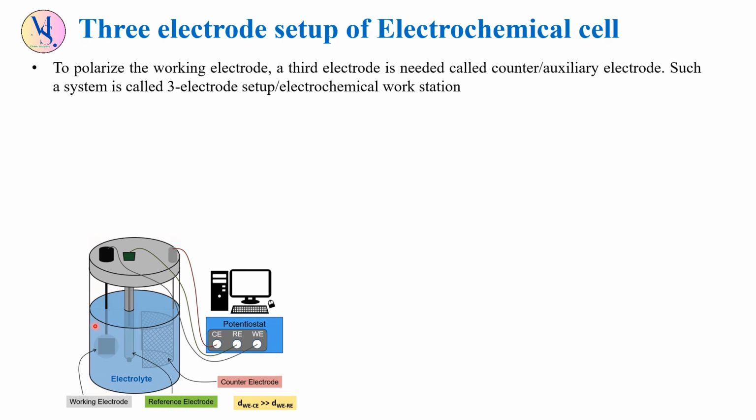In order to polarize the working electrode and to study the redox process which occurs inside the electrochemical cell, there is a need of another electrode which is called counter electrode or auxiliary electrode. The system made up of these three electrodes, that is working electrode, reference electrode and counter electrode, is called three electrode setup or electrochemical workstation when it is combined with potentiostat. This system is mainly employed for corrosion studies to analyze the redox reactions which occur in the electrochemical cell.